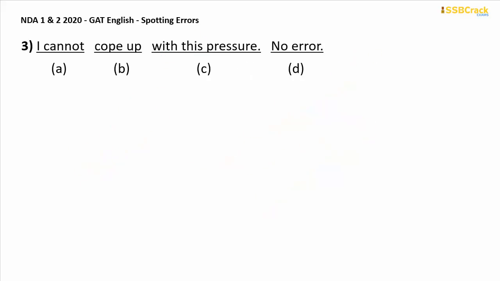Let's go to the next question then. I cannot cope up with this pressure. Also, in your first initial 2 or 3 times of reading the sentence, you may find no error. Cope up with is a very usual way in which we speak to someone when we cannot tolerate or bear anything any longer. However, there is an error, and that is a grammatical error, and that is the use of double prepositions after the word cope. So, either you cope up something or you cope with.